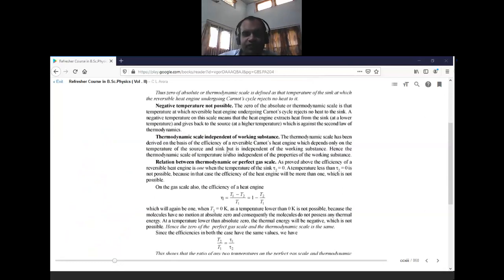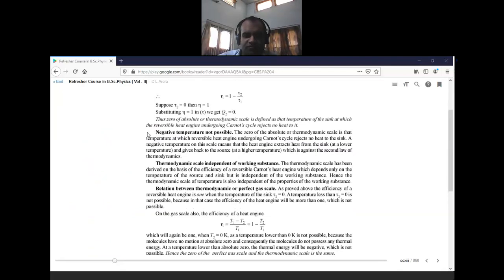The zero of the absolute or thermodynamic scale is that temperature at which the reversible heat engine undergoing Carnot cycle rejects no heat to the sink. This is the same definition written here. A negative temperature on this scale means that the heat engine extracts heat from the sink at a lower temperature and gives it back to the source, which is against the second law of thermodynamics.